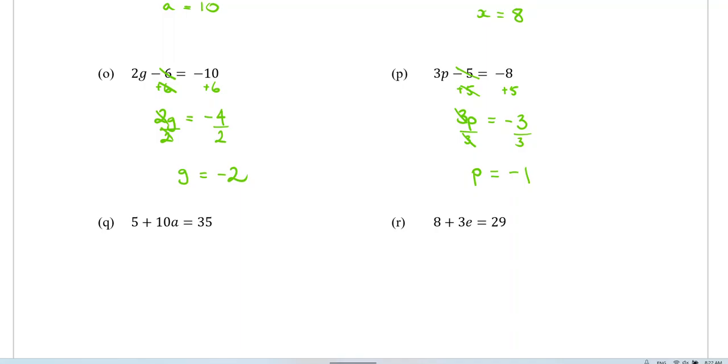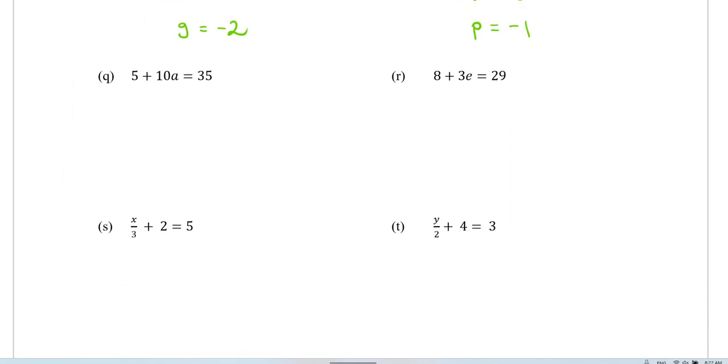Part Q, 5 plus 10a equals 35. Usually we're used to having the 10a first. It's kind of been switched around here. So these are together, and the 5 is actually the one that needs to go first, even though it's written at the beginning, which is unusual for us. So the opposite of this 5 is to minus 5. That will get rid of that, and we will have 10a equals 30. Then dividing by 10, we get a equals 3.